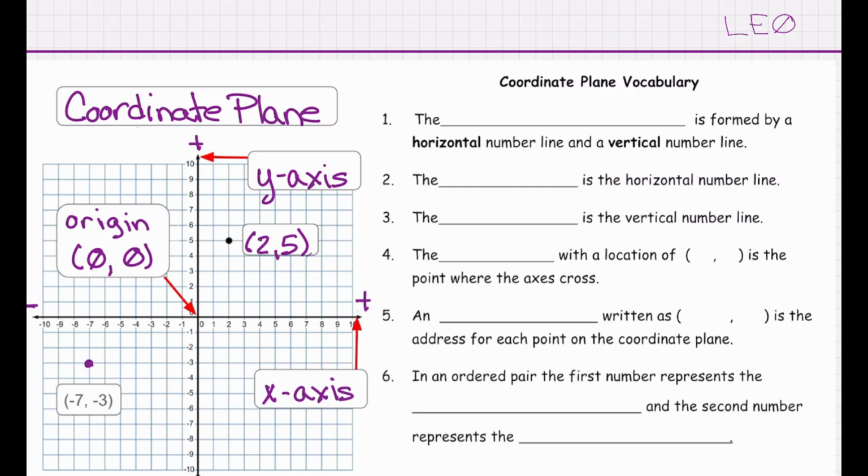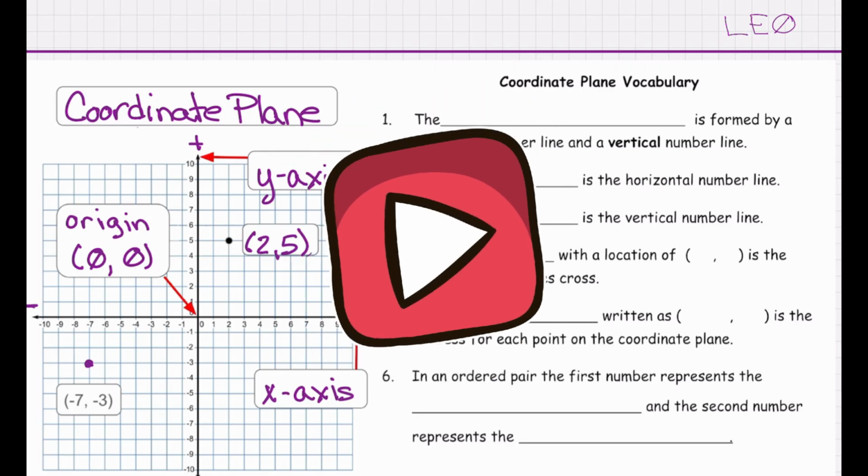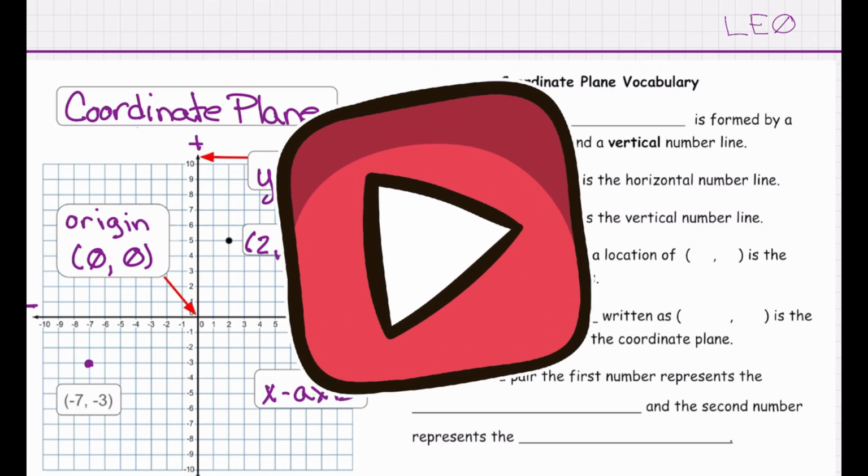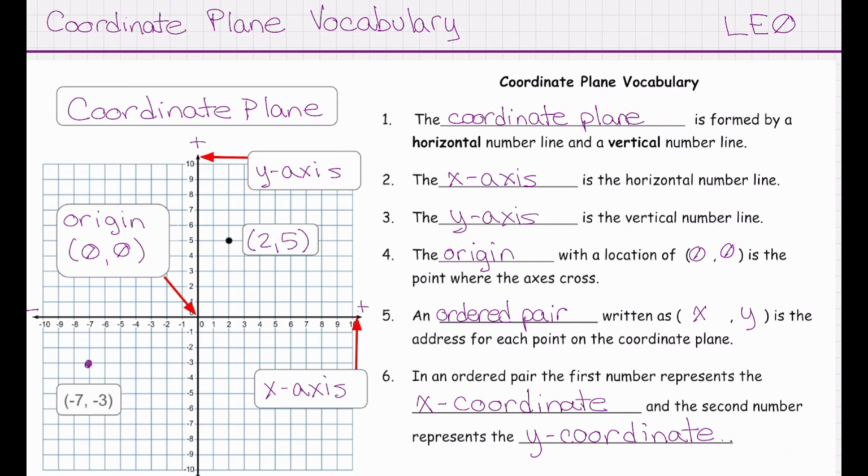So that is the basics of the coordinate plane. Make sure you take a moment, pause your video, do a self-check here. Can you fill out these blanks with the words that we have just used? Go ahead and pause and then hit play and check your answers. So here's our coordinate plane vocabulary sheet completely filled out for you. Make sure that you have these before you go on to independent practice.